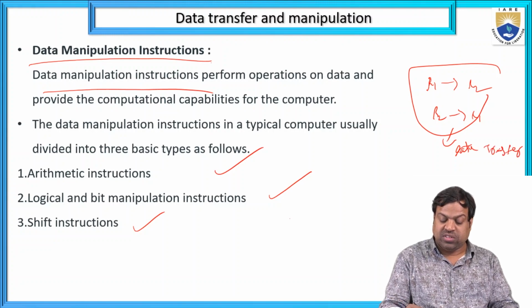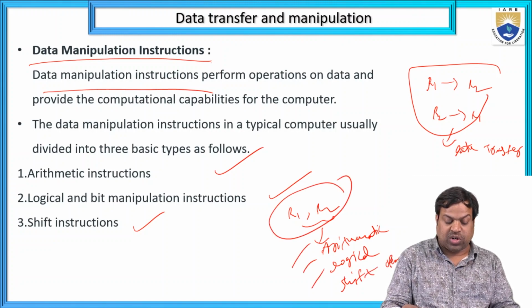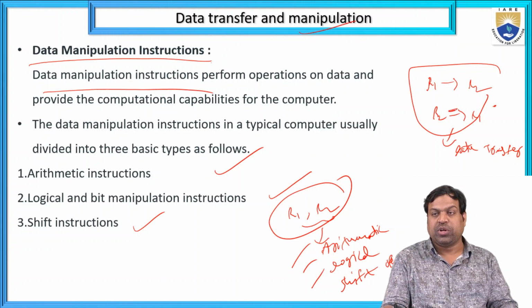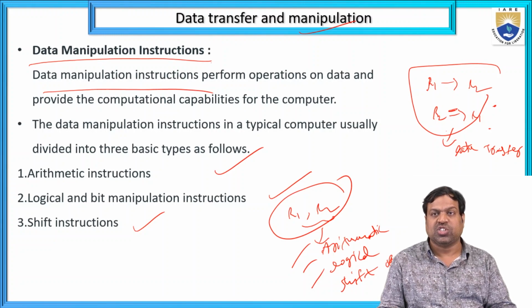Data transfer. The same registers I'm using for arithmetic operations, logical operations, and shift operations. So for these operations I'm using R1 or R2. That is called data manipulation. Data transfer means R1 data is copying to R2, R2 data is copying to R1. So that is data transfer. Data manipulation instructions perform operations on data and provide the computational capabilities for the computer.